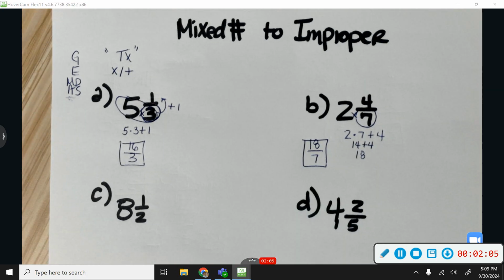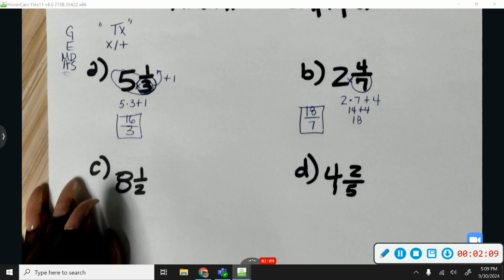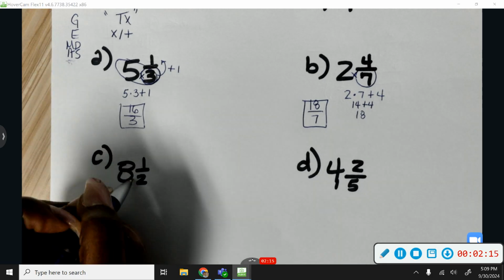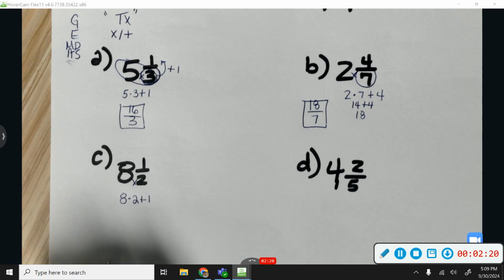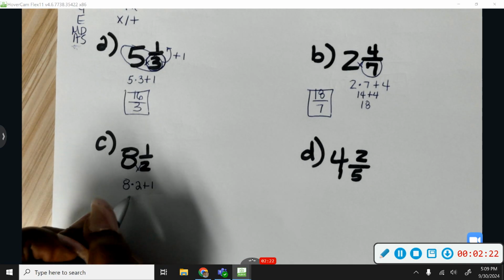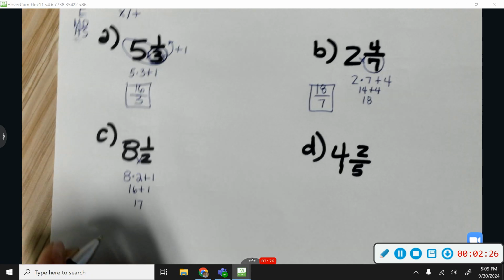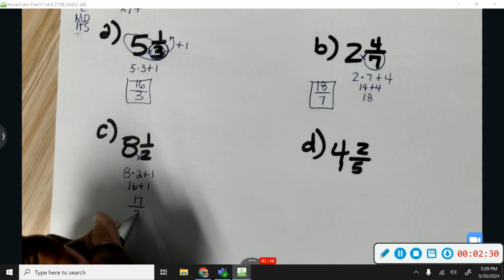Let's look at a few more practice problems, and then I'll leave you with a few to try on your own. So let's look at the next one. Again, the same process, the same steps. 8 times 2 plus 1. 8 times 2, that's 16, plus 1, that gives me 17. And my denominator is going to stay 2.